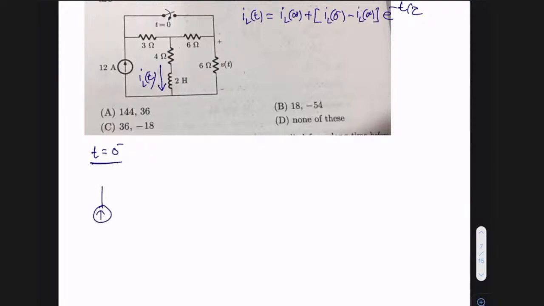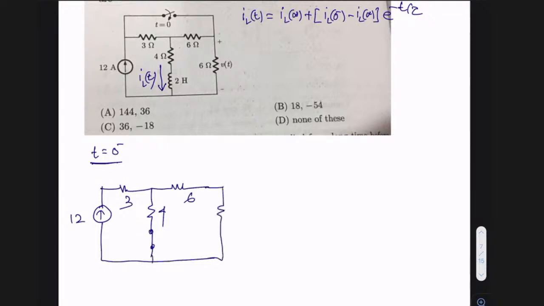This is your same 12 ampere source. This is your 3 ohms. This is your 6 ohms. This is your 4 ohms. And the inductor should be short circuited, because at t equal to 0 minus, the inductor is in short. So this is the situation, and the switch is in open state.